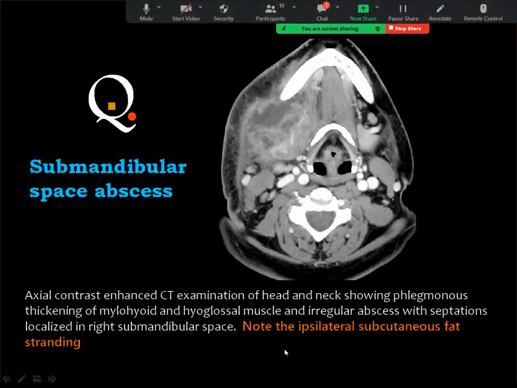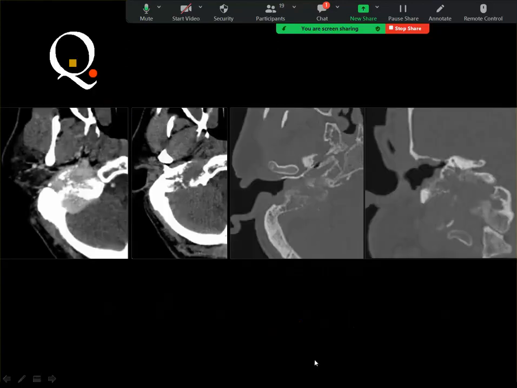And this is a submandibular space abscess. You know, the submandibular space is located lateral to the genioglossus muscle. It contains the submandibular salivary gland, part of the mylohyoid muscle, some lymph nodes, and this space is involved by this inflammatory reaction.